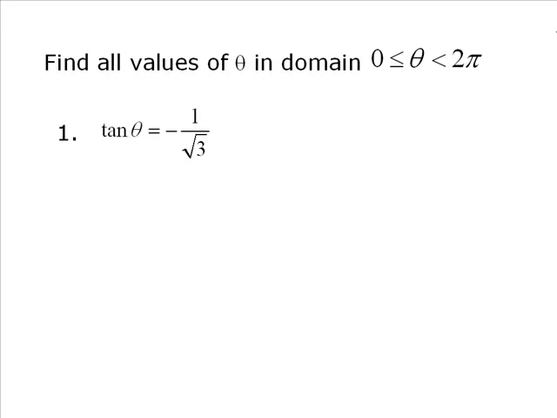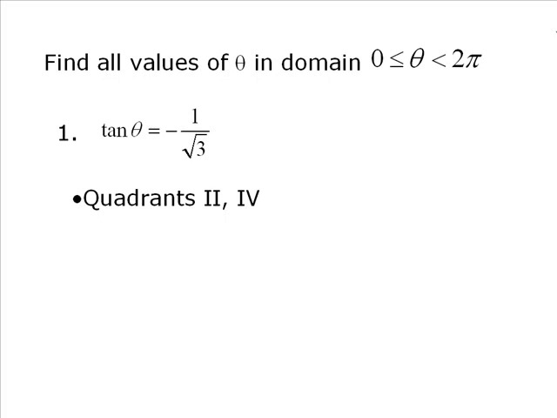So question number 1 is tan theta is equal to -1 over square root 3. And I mentioned a couple lessons ago that when you're solving questions about looking for the angles, and that is finding all values of theta, we have a 3-step process. And I always note what quadrants we're in first before I do anything else.